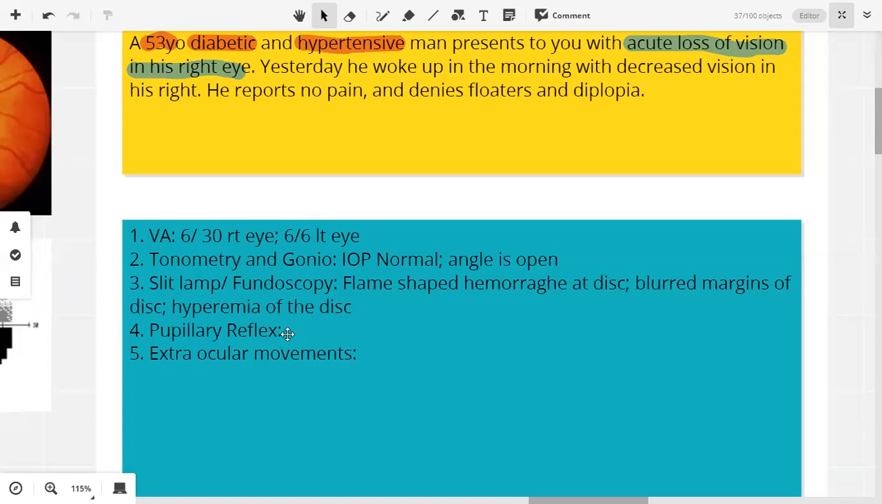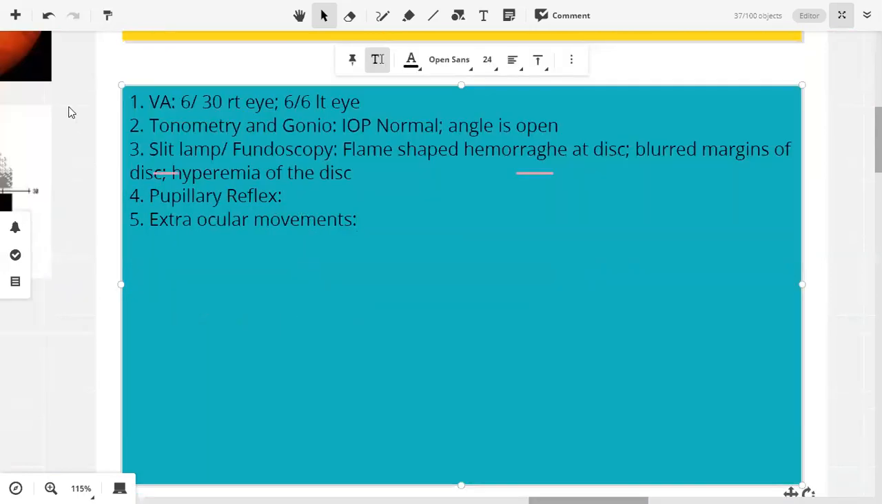So now we perform the pupillary reflex. We see changes at the disc. Pupillary reflex shows an RAPD in the right eye. Okay. Extraocular movements are normal and they are painless.